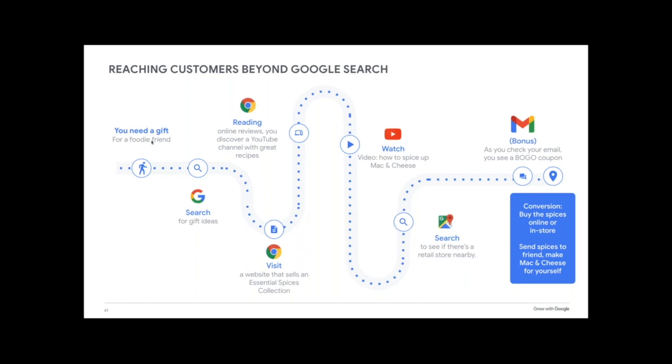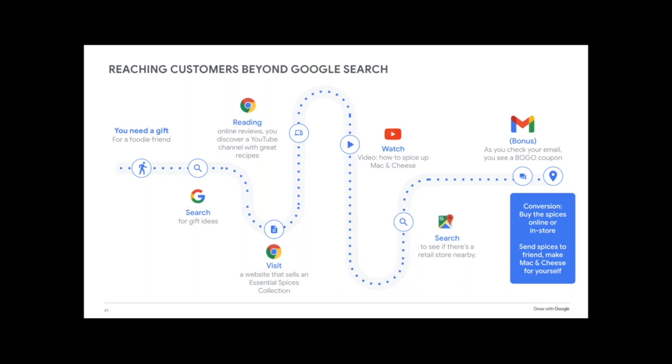So you need to understand, here's a good one. You need a gift for a friend. It's a foodie friend, okay? We search, we're looking for gift ideas. Then we're reading online reviews. We discover a YouTube channel with great recipes. Great. Now, if you've ever found yourself in this situation where you go online for one thing and then you're totally distracted, type in distracted. If all of a sudden you have 5 different tabs open, you're all over the place when you just needed to get something for a foodie friend.